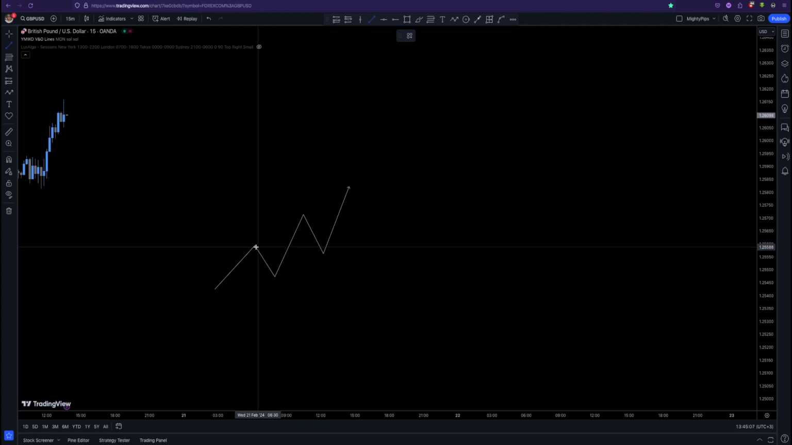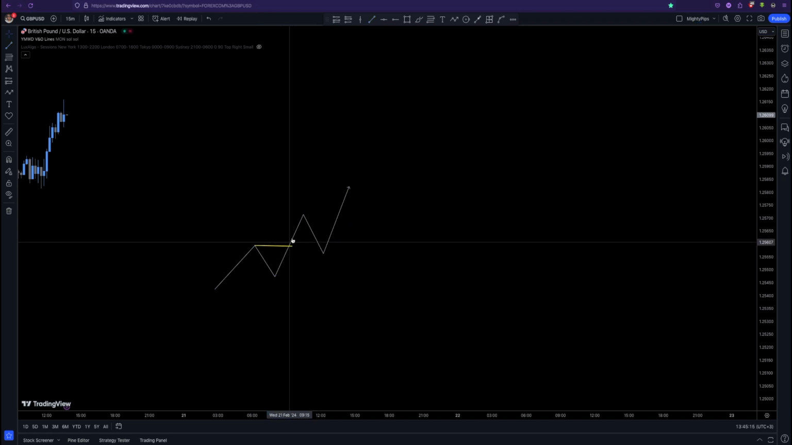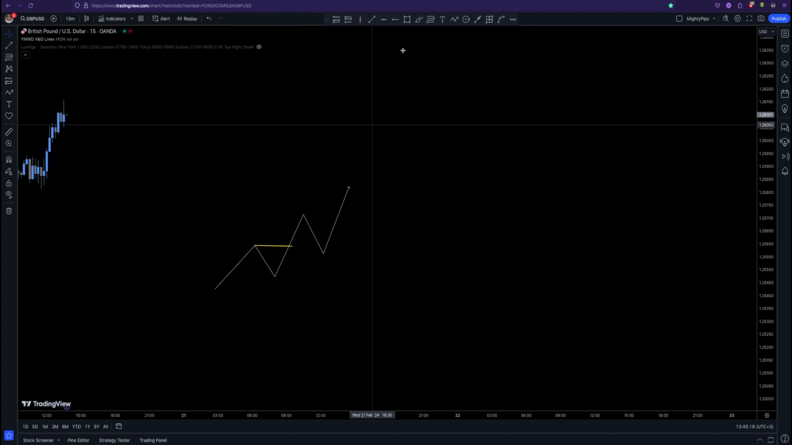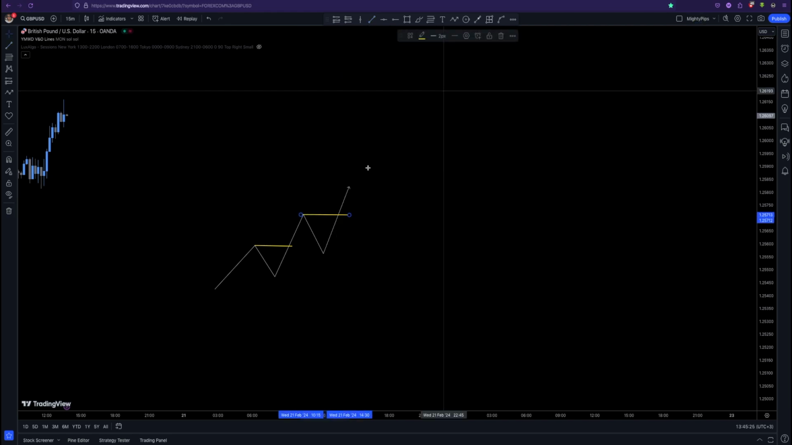A market structure break is when a higher high, like here, is taken out by the price. For example, at this area. That is what market structure breaks are. Like here, look for areas where the market breaks structure.